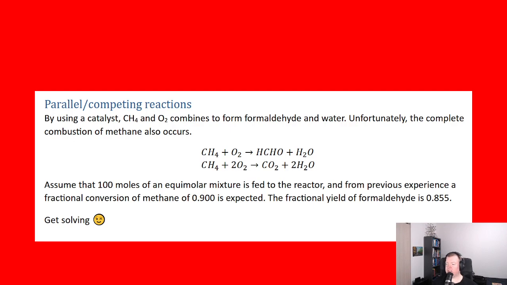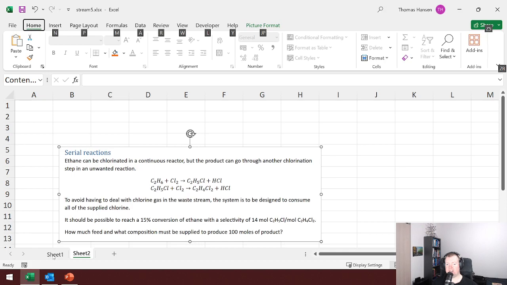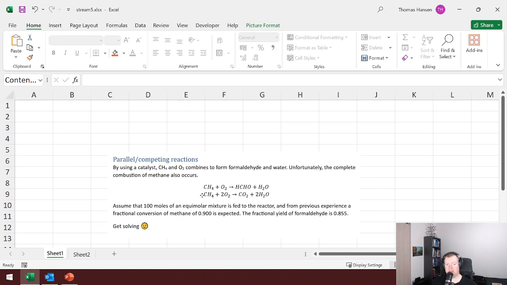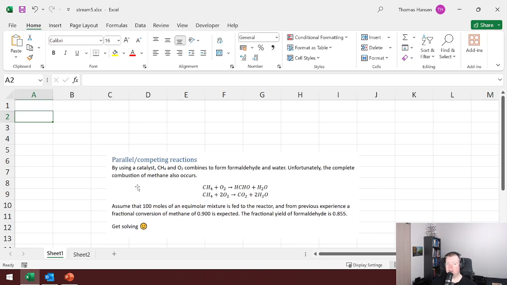So we're gonna basically do what we've been doing all along. Let's just make sure I can see the assignment, and we have our Excel. I already copied in the information, so we have it here. For something like this, I still just have a feed stream and a product stream, and I just want to put in the percentages of everything that I have.